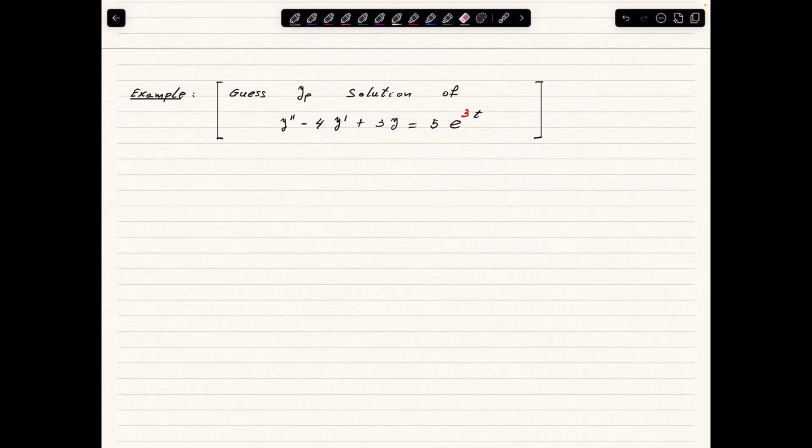We have exactly the same left-hand side, so over here is the same operator L from the previous example, but we changed the right-hand side. We kept the 5, we kept the exponential, but now we changed the exponent. Instead of exponential 2t, now we change it to exponential 3t. And that's enough to create some trouble. How do we solve this problem?